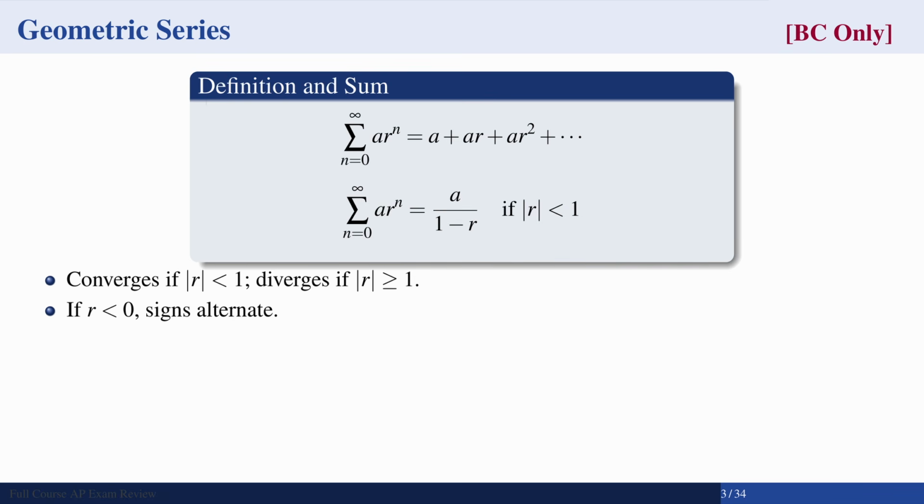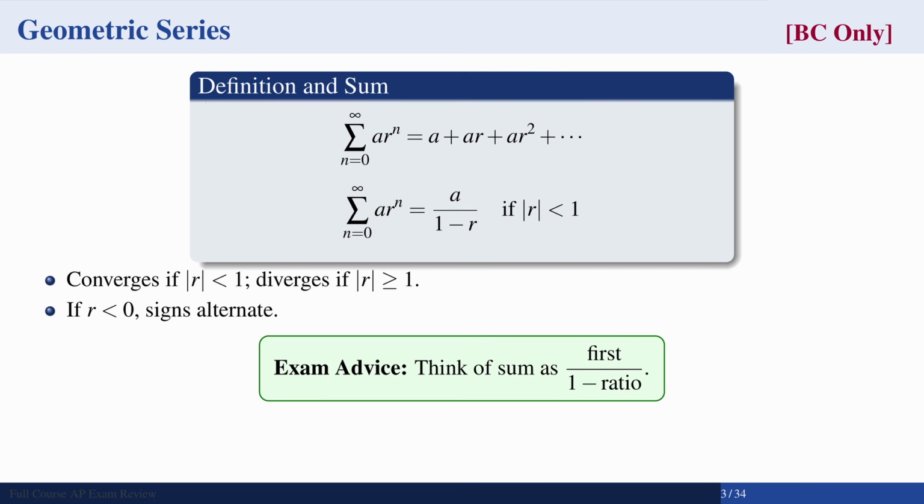If r is less than 0, you're definitely going to get an alternating series, which is a big deal. So as I mentioned, think of that sum as the first term over 1 minus the ratio. That'll prevent you from making a mistake if it starts at 0 versus 1 versus 2, etc.